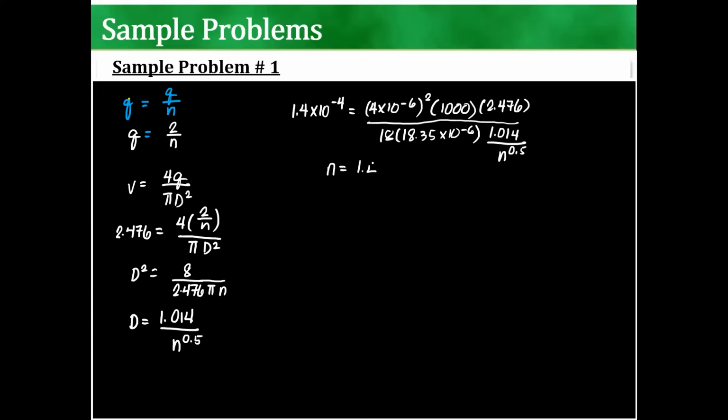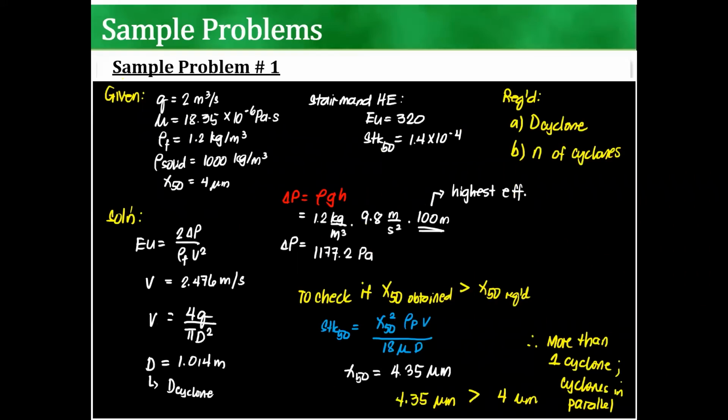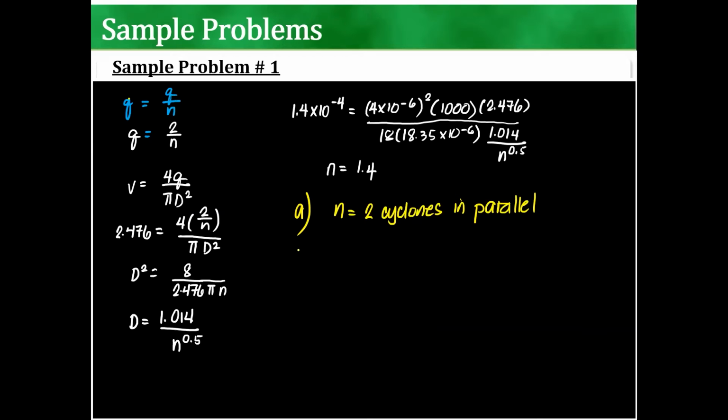N is 1.4. Therefore, there is no 1.4 cyclones, so n is 2 cyclones in parallel. We have answered letter A. What's the number of cyclones in parallel? With that, we can actually get the actual diameter. We can no longer use the original diameter of 1.014 because this 1.014 is designed to have a 4.35 cut diameter. So, letter B, what we need to do is to recompute D and X50.